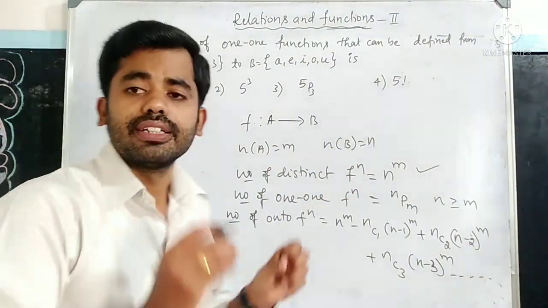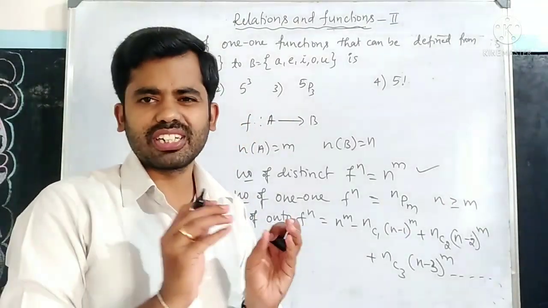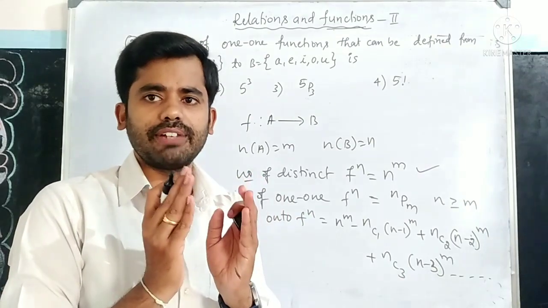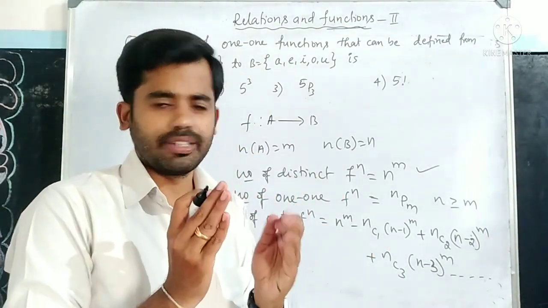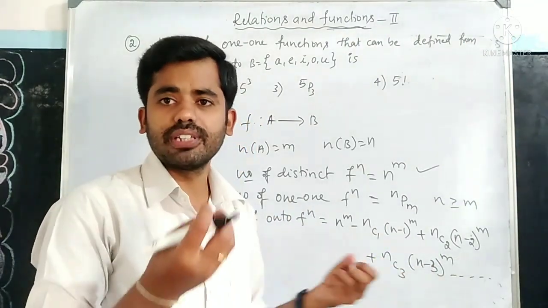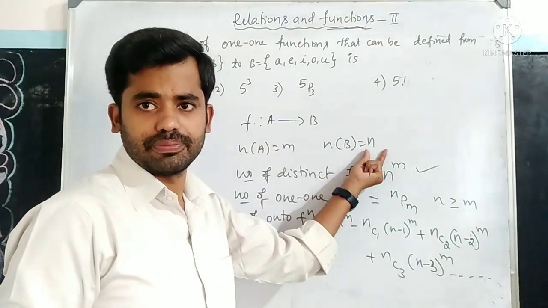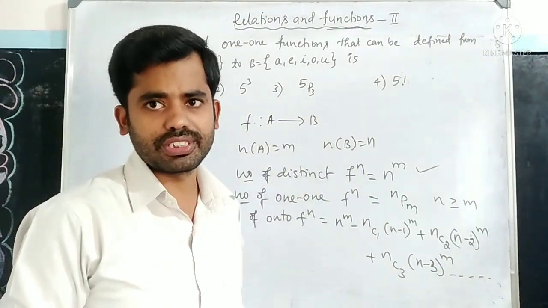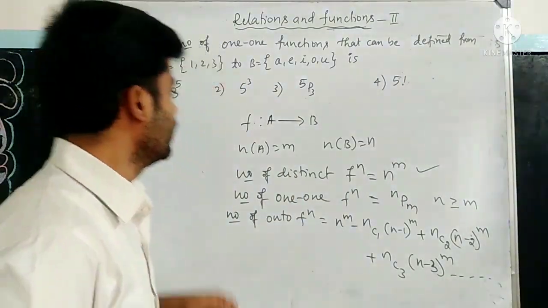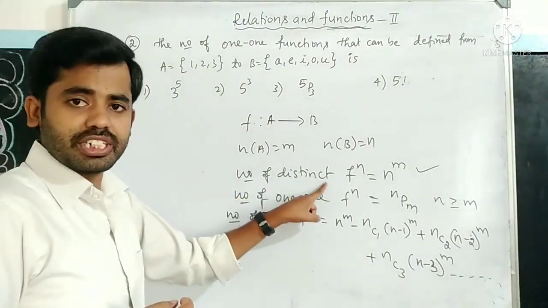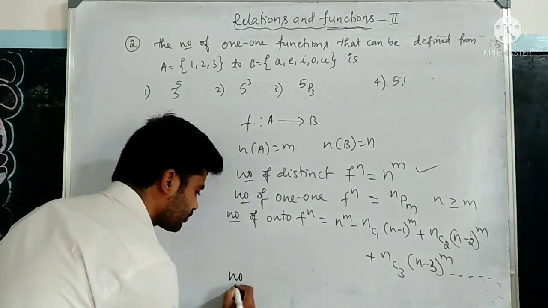In such questions, they will give a finite number of elements in both A and B, maximum 4 or 5, less than 5, because they want you to identify in an easy way, especially in an MCQ. Okay, now these are the number of distinct functions, number of one-one, onto, and bijective functions.